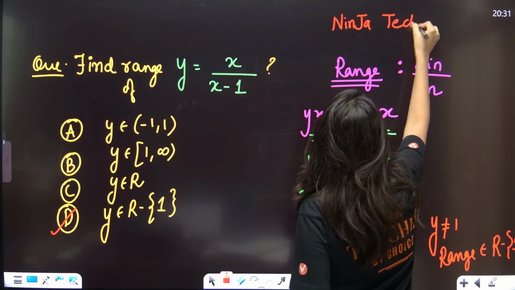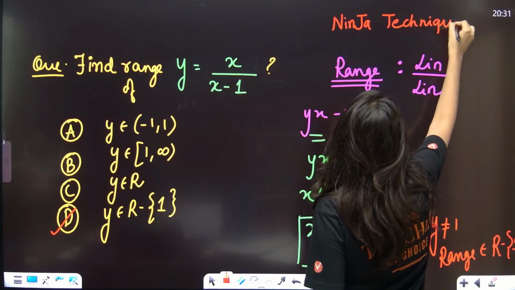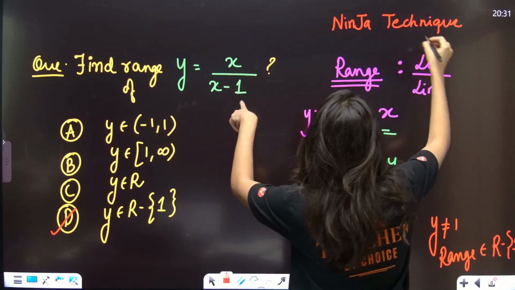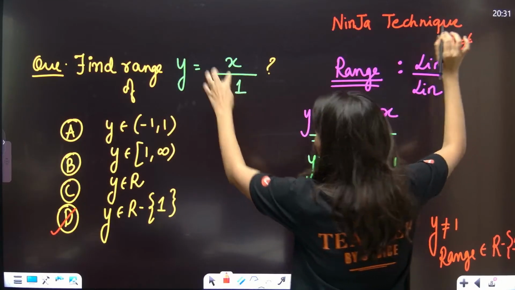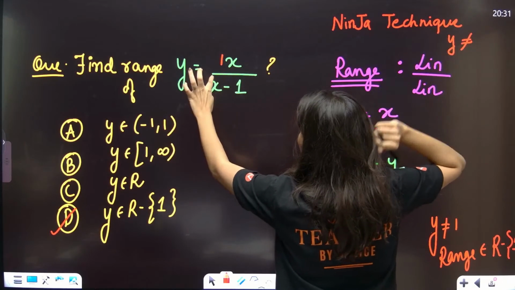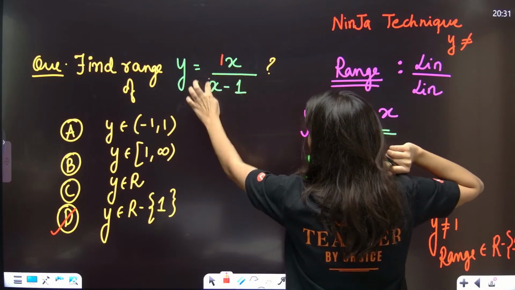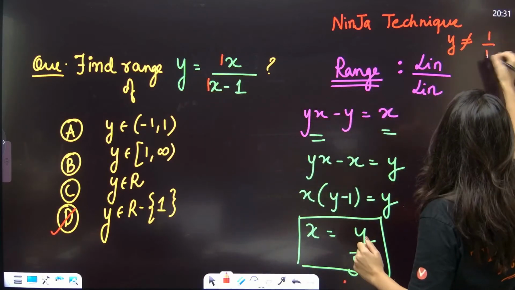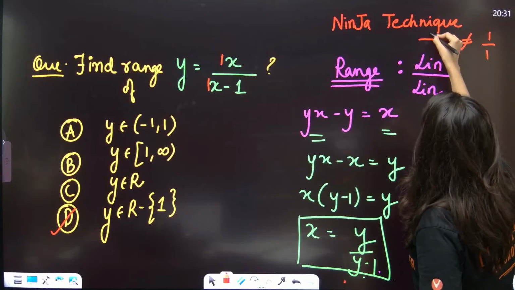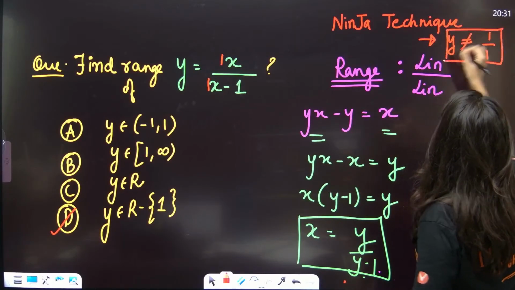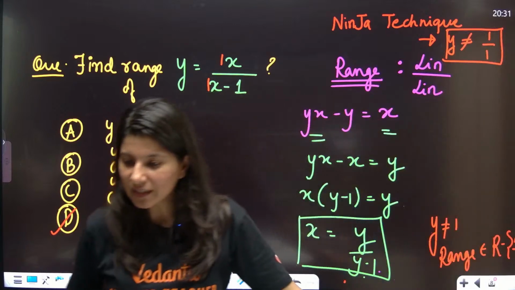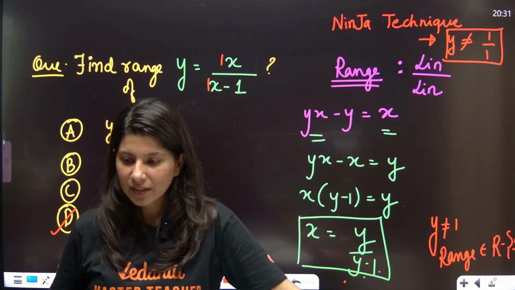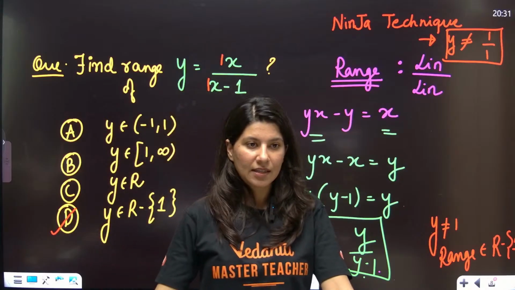So the ninja technique says that whenever you get a linear by linear function, the range, that is y, cannot be the coefficient of x in the numerator upon the coefficient of x in the denominator. That's it. That means y can be everything but 1. So option D is absolutely right. Everybody? Yes? All right.